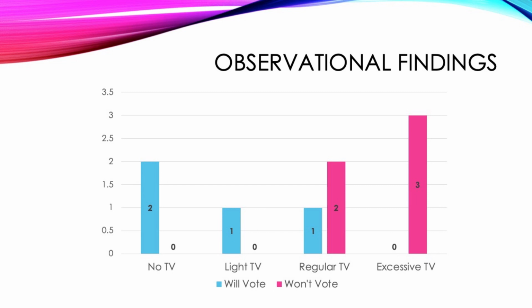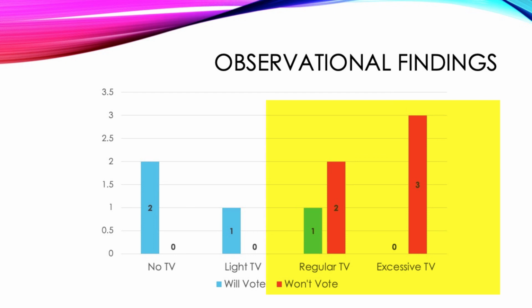And here we see a pretty strong relationship. This is evidence of a strongly correlated variable. We see that among those respondents who don't watch TV at all to light TV watching habits, most of them reported that they were likely to vote, and none of them responded that they would not vote. But when we start increasing TV watching habits from regular TV to excessive TV watching habits, we see that the likelihood of not voting is increasing.